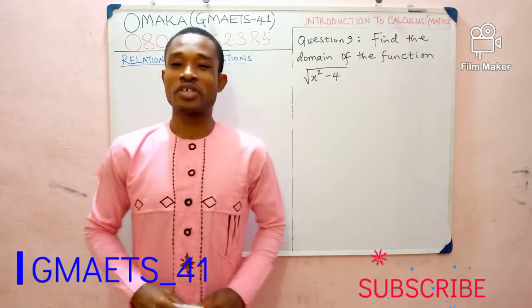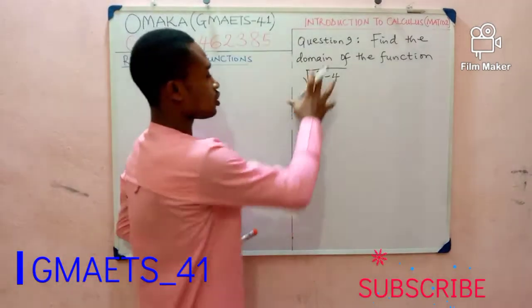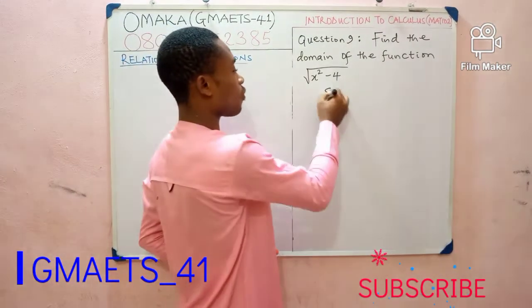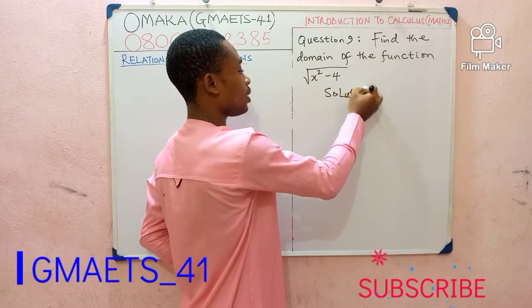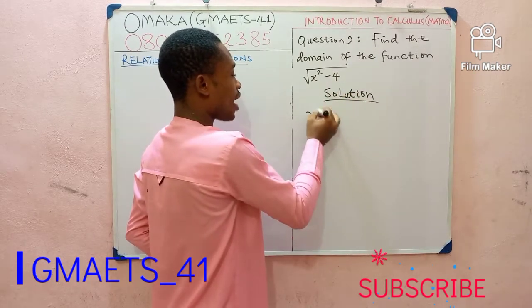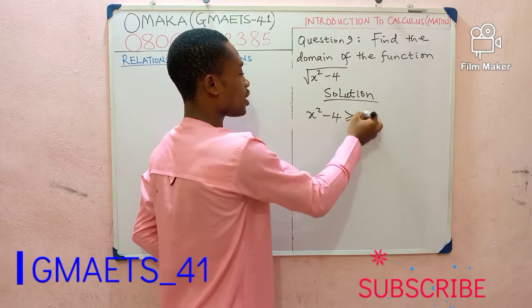And so we have this question on the board. Find the domain of the function square root of x squared minus 4. How do we solve this problem? Once again, x squared minus 4, set it greater than or equal to 0.